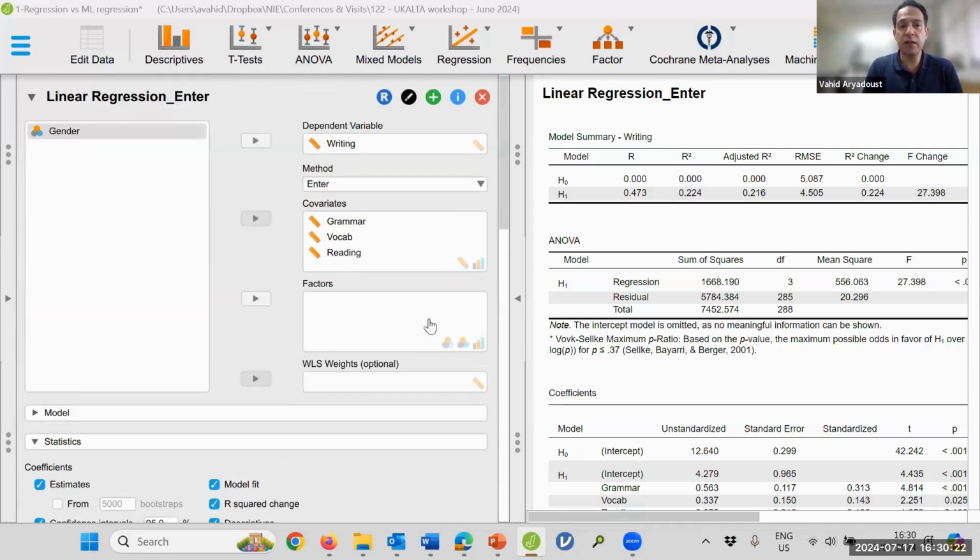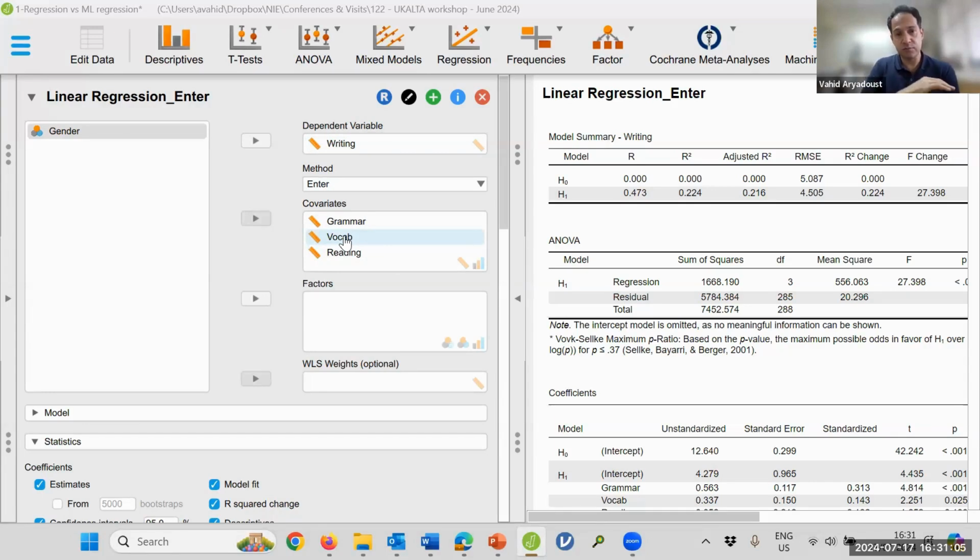And one more thing is that in a regression analysis, remember, we compute the effect of these variables one at a time on writing while controlling for the effects of the other two variables. For example, if I want to figure out the effect of grammar on writing in this regression model, I will be controlling for the effect of vocabulary and reading. And in the same way, if I want to figure out the effect of reading on writing, I will have to control for the effect of grammar and vocabulary. And this is done automatically by the software itself.